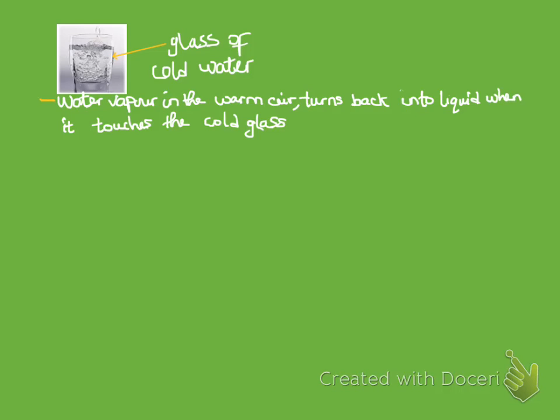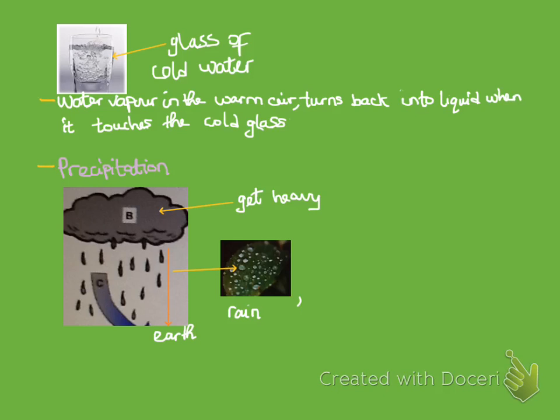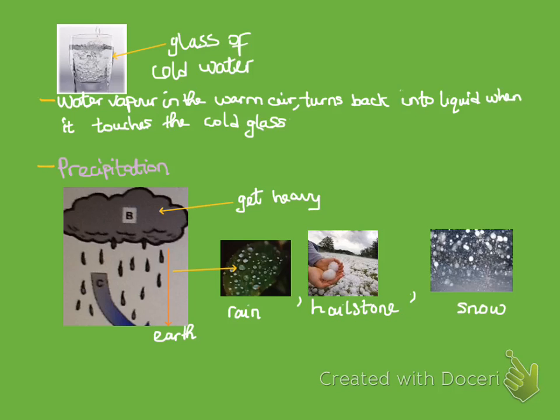We will proceed with precipitation. Precipitation occurs when so much water has condensed that the air cannot hold it anymore. The clouds get heavy and the water falls back to the earth in the form of rain, hailstone, and snow.